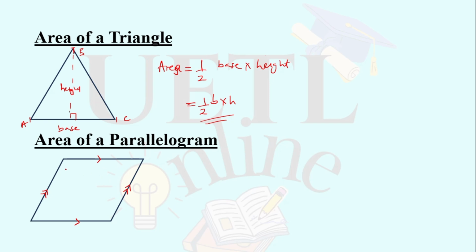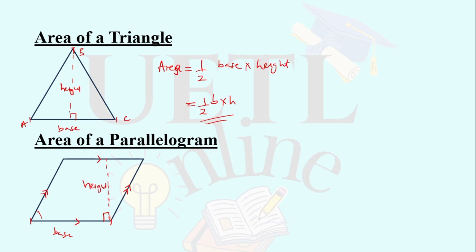We can see that these angles are not 90, but these lines are parallel. So the parameters we need to find the area: first, we need this base. This we call the base. The second thing we need is the height, which is the distance from this line to the other line. Remember, this should be 90 degrees here. So this is what we call the height.